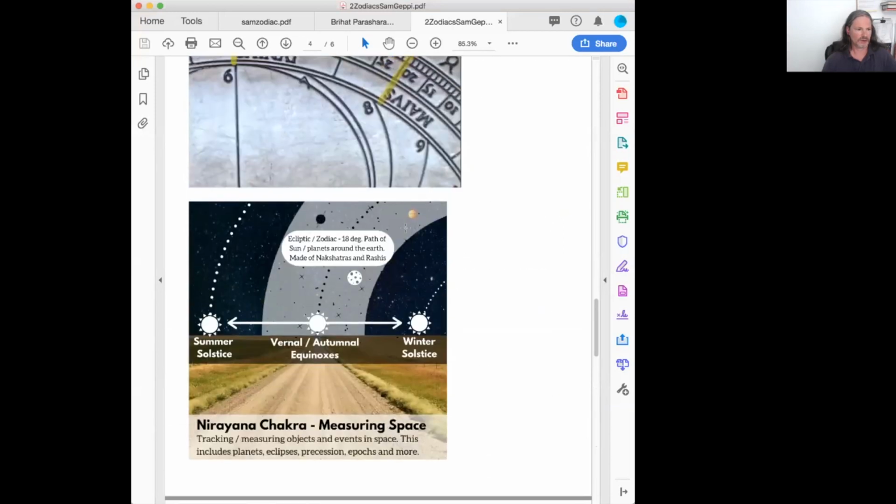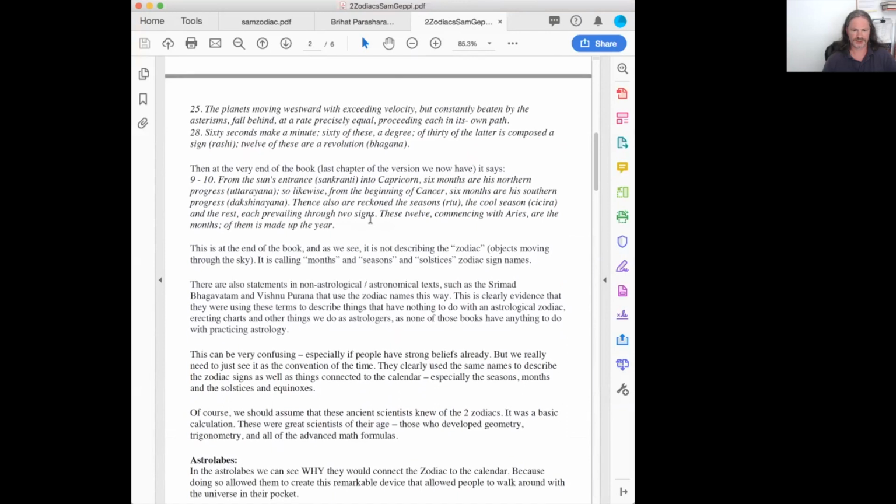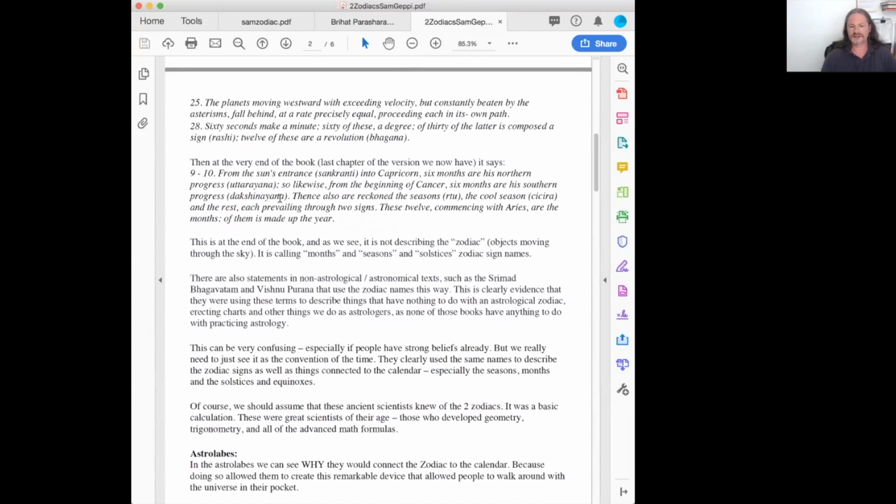Let me just go back and show this again, just the Surya Siddhanta section. One of the things that's really striking about the statements from the Surya Siddhanta is that none of this is really practiced. A lot of people have said this is proof that Indians should have been using tropical or whatever. But again, this is not zodiac indications.